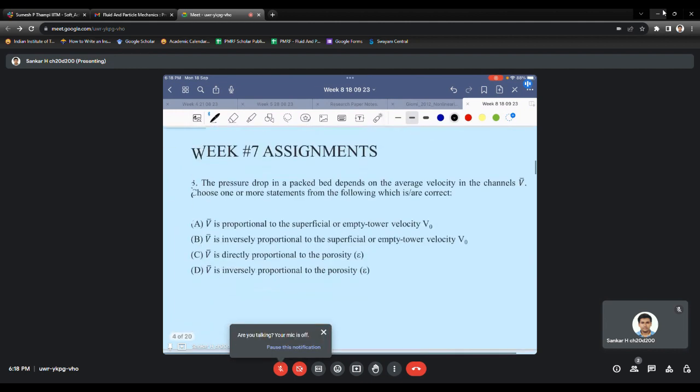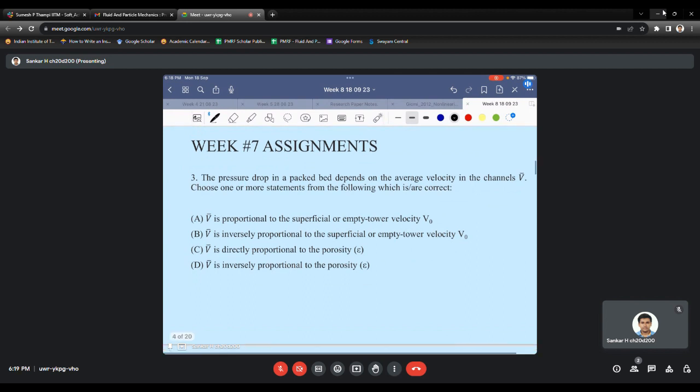Okay, let's move on to the next question. The pressure drop in a packed bed depends on the average velocity in the channel, V bar. Choose one or more statements from the following which are correct. V bar is proportional to the superficial or empty tower velocity. V bar is inversely proportional to the superficial or empty tower velocity. V bar is directly proportional to the porosity. V bar is inversely proportional to the porosity.